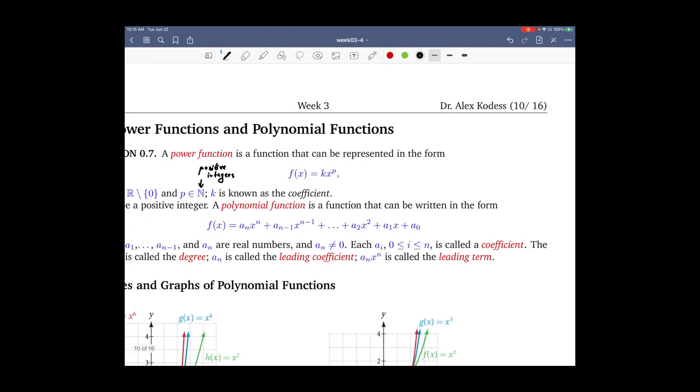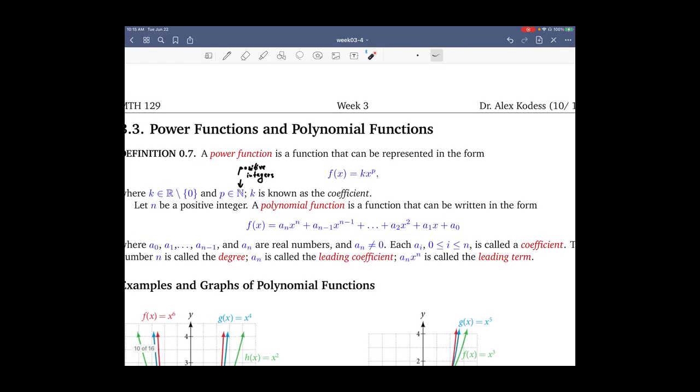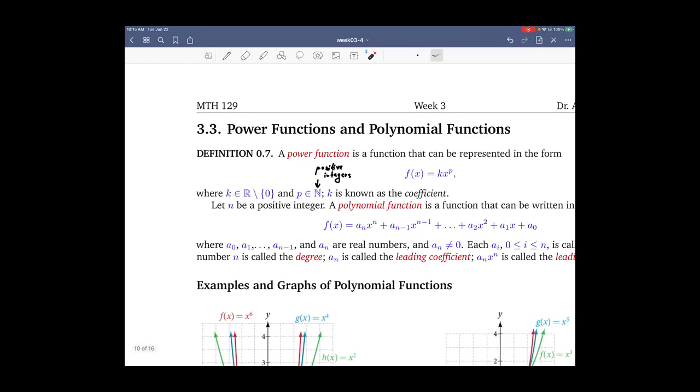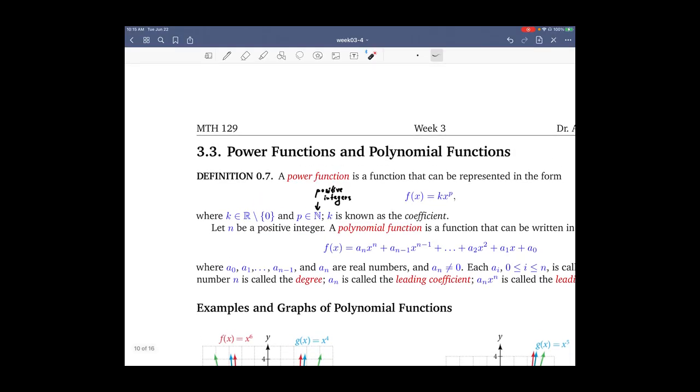The definition of a polynomial function is also very similar. A polynomial function is an expression of this form, powers of x with numbers in front of them. The number a sub n is not zero. These numbers are called coefficients. A sub n is called the leading coefficient, and a sub n times x to the n is called the leading term. Naturally, any power function is a polynomial function.